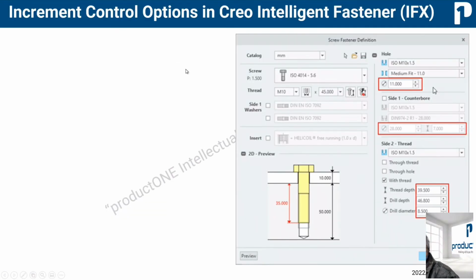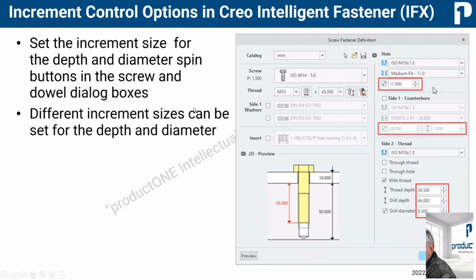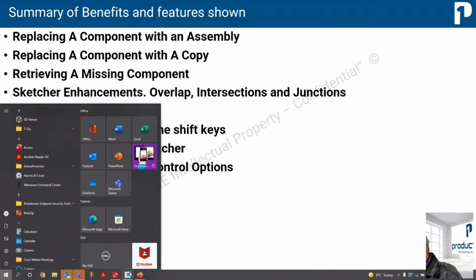What we're going to do now is look at some fasteners. You're able to change the incremental size of depth and diameter in the spin buttons in the screw and dowel dialog boxes, which you couldn't do before, which I'll show you now. You can do different incremental sizes for depths and diameters, and let's have a look at that now.